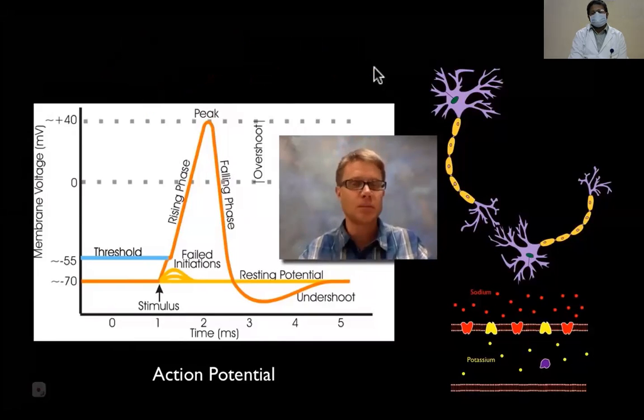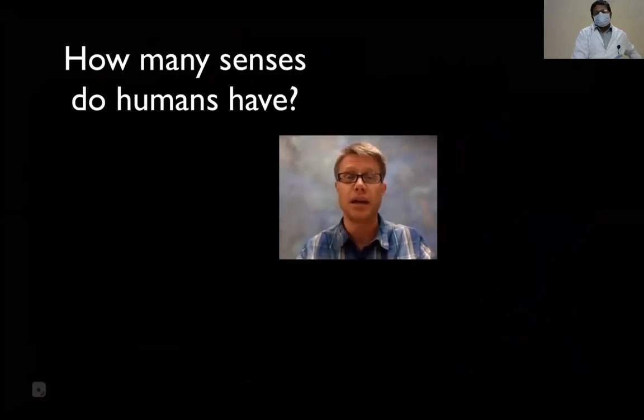And so again, the action potentials from your nose and the action potentials from your eyes and your ears and all of those are exactly the same. They look exactly the same. You either have more of them or less of them.